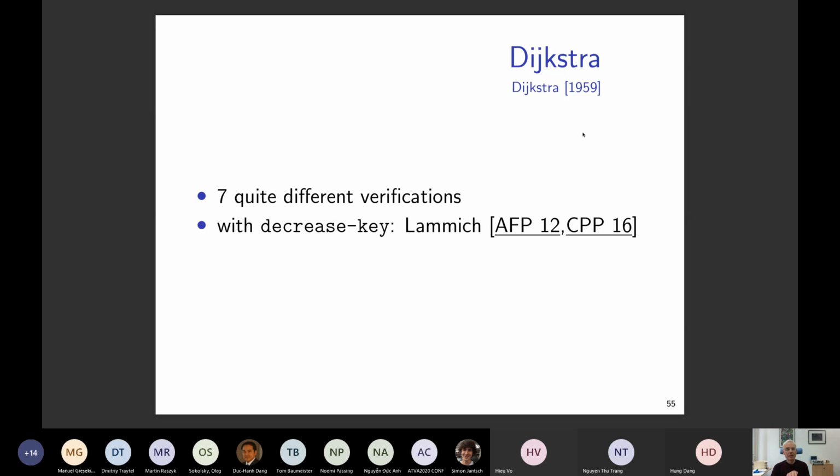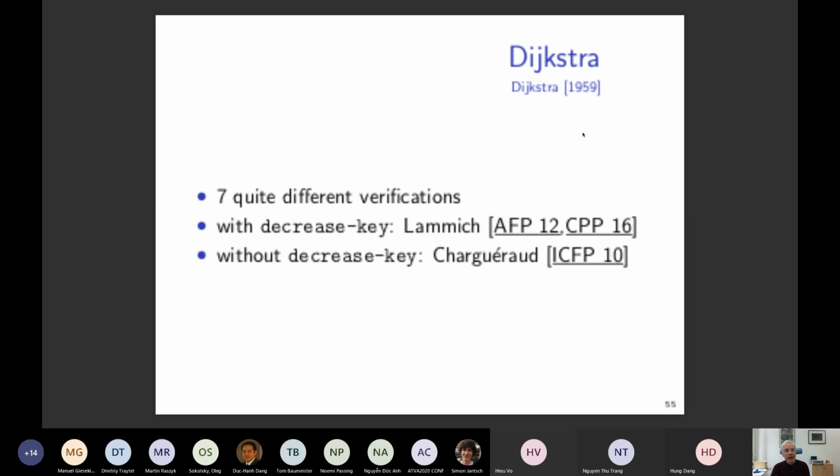And decrease key is notoriously a tricky operation on priority queues to verify because it inherently has an imperative flavor. And Lammich actually verified Dijkstra twice with different implementations of decrease key. And Chargorod used a trick in an earlier publication to verify Dijkstra without decrease key. You simply leave the old values in there and just add new smaller values, and when you get out one of the older larger values, you just discard it.